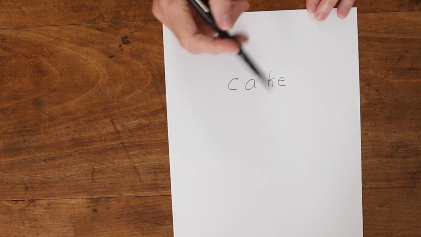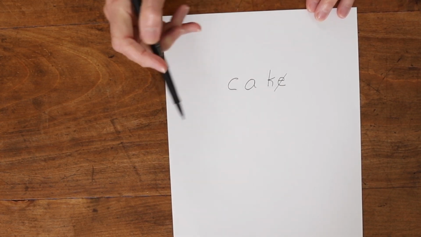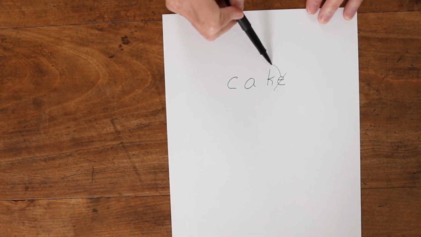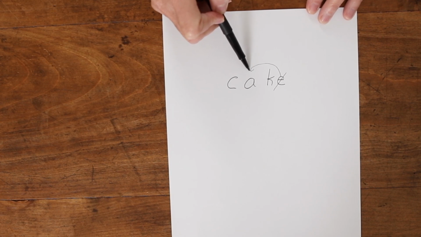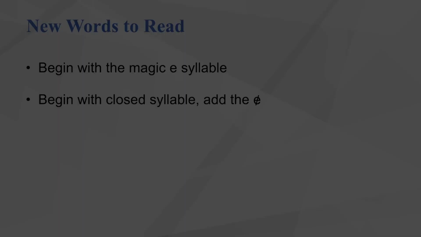So we call this a magic E because it has magical power. So it's a silent E, so we draw a line through it. And this E will jump back over the K, landing on the A and making the A say its name. So what's the vowel's name? A. So then the word is cake. All right, so let's look at some words.